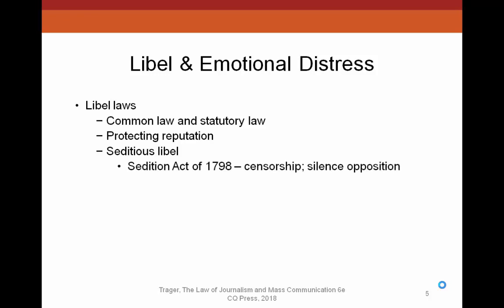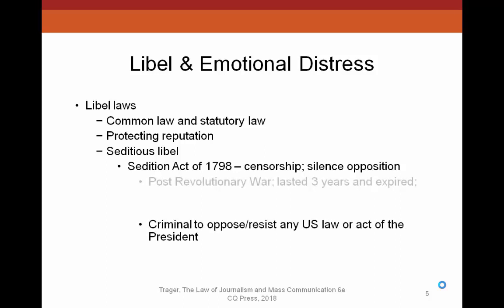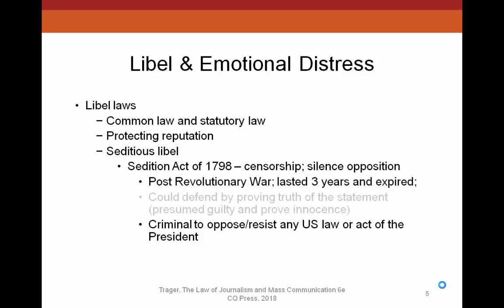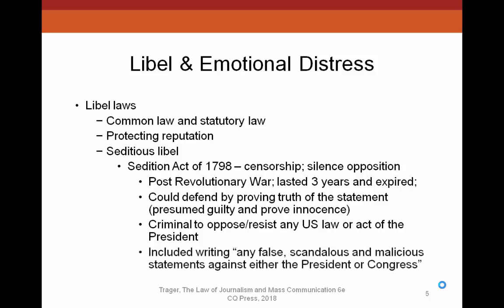So there was censorship, there was trying to silence the opposition, and it became criminal to make any sort of statement against the president or against the U.S. government. And you could defend against this if you were able to prove the truth of the statement, just like with libel laws now. But there was a presumption of guilt, and then you had to prove your innocence. And again, this was any sort of writing that was false or scandalous or malicious against the Congress or against the president. Eventually, the Founding Fathers saw the wisdom in that law being changed.